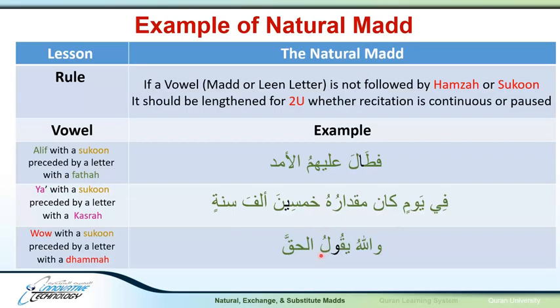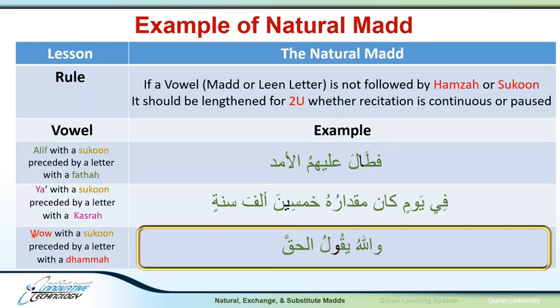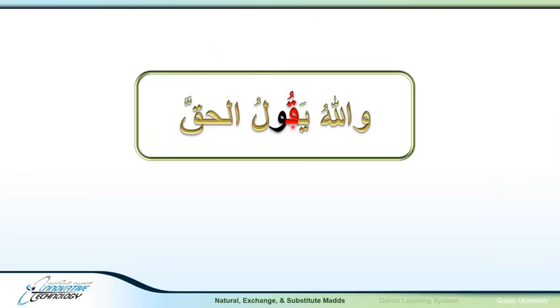Another example related to the waw. The waw here is having yaqul, sukoon, preceded by a letter with a dhamma, the qaf. And as we see, the qaf has a dhamma. The waw is followed by a letter not with sukoon. The lam here is with dhamma, and it's not a hamza. So the rule applies, so we can say yaqul, yaqul. We lengthen the waw for 2 units.